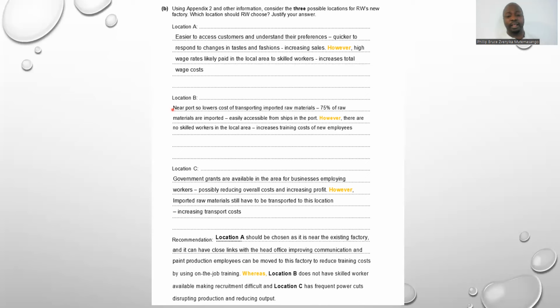Location C, the government is available to grant or to give grants to the businesses employing workers in such an area. That's okay. So what impact does that have on the business? This possibly reduces the overall costs and also increases the profits for that particular business. This is a good analysis. You put across your fact and you show how that will affect the business.